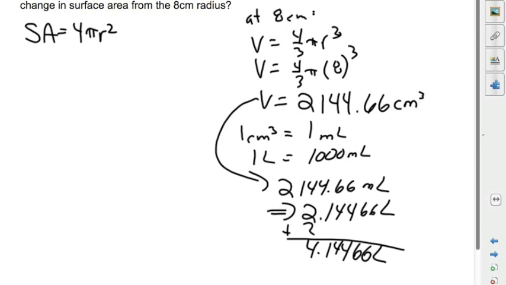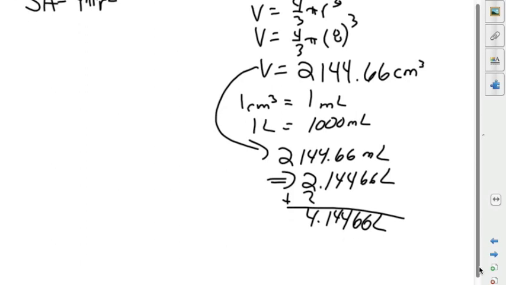So now that we know the volume of this, I'm going to convert this back to centimeters cubed. So I'm going to move it back. That gives 4144.66 centimeters cubed. So I know the volume. If I know the volume, what can I find out? The radius. So now we're starting to figure out what this R is.